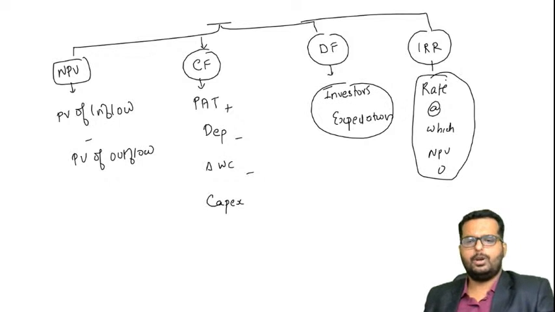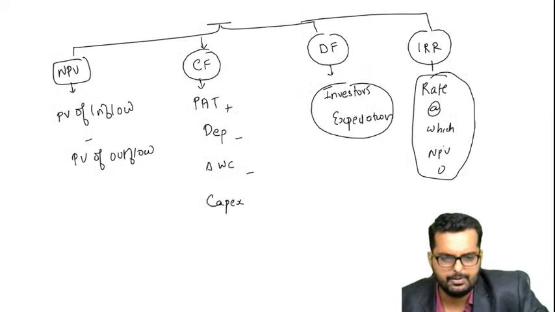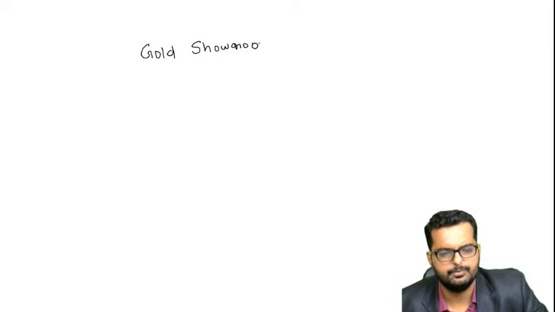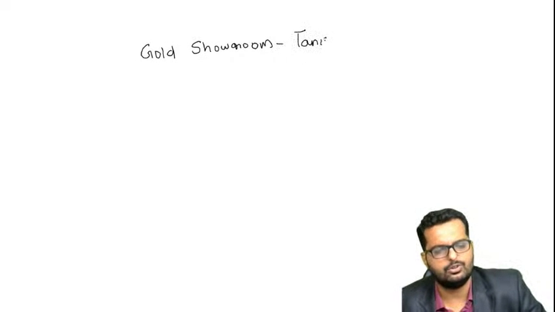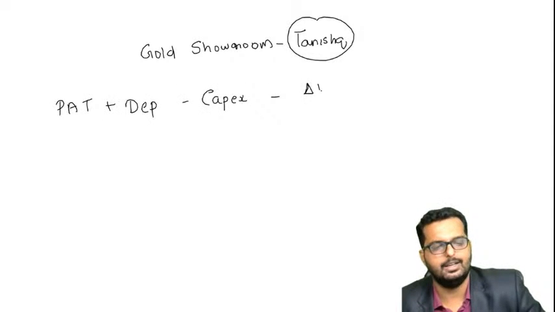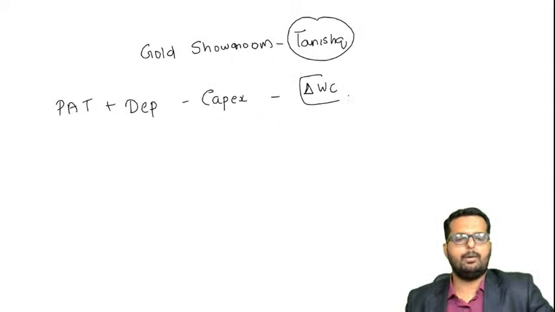Fine friends, I hope you have all put up till here in your books. I will now give you an example of working capital. Alright. Now let's say for example we'll talk about a gold showroom. Let's talk about Tanishq. For Tanishq also, what will be the formula for cash flow? Profit after tax plus depreciation minus capex minus additional working capital. Now I'll tell you what is the meaning of this additional working capital over here.